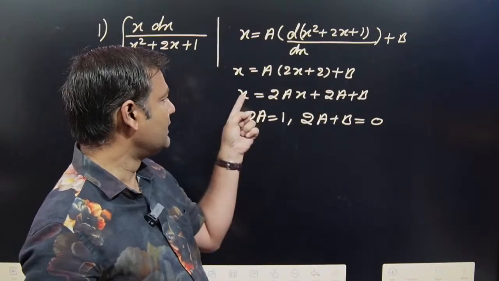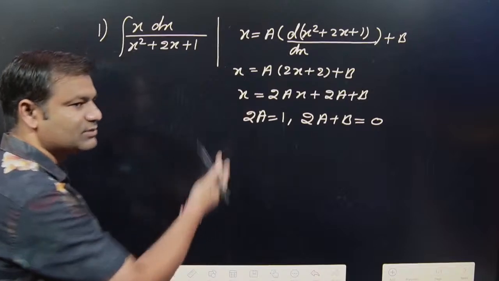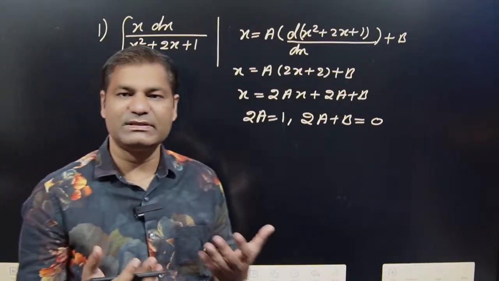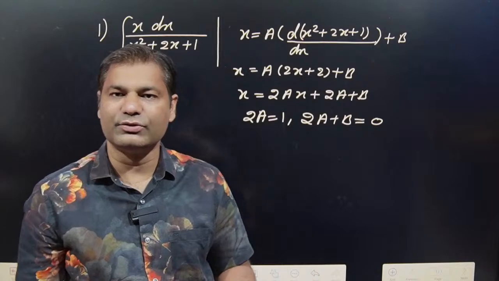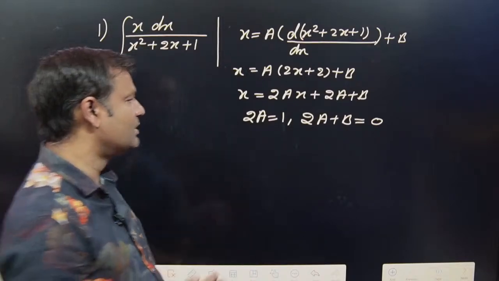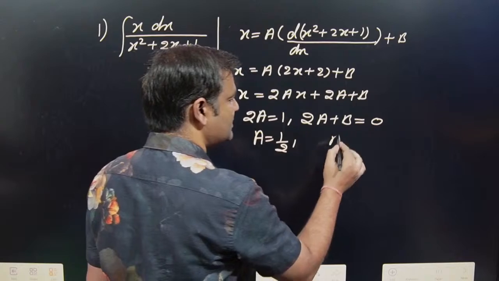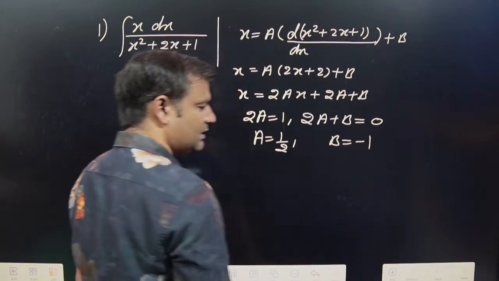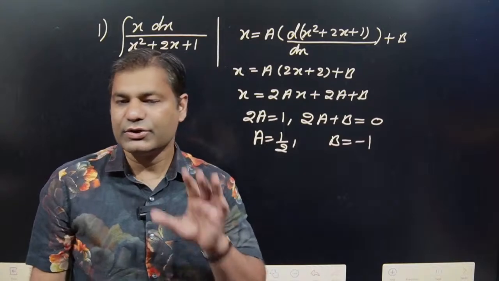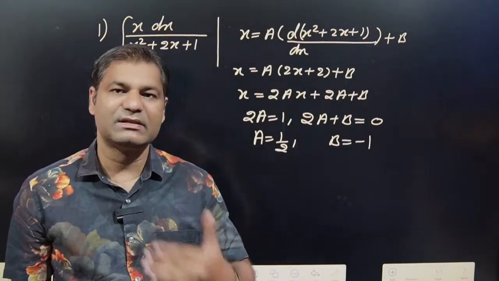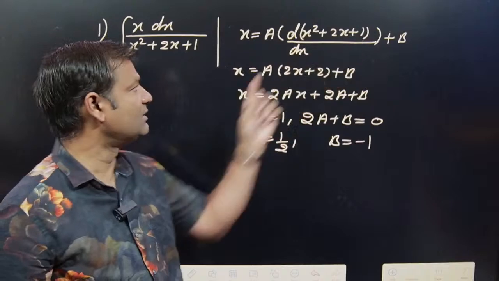Now what about the constant? It is 0, so you can write c plus 0. So 2a plus b equals 0. If 2a equals 1, then a is 1 by 2, and then b is minus 1. So a is 1 by 2 and b is minus 1. Now you can replace those values.